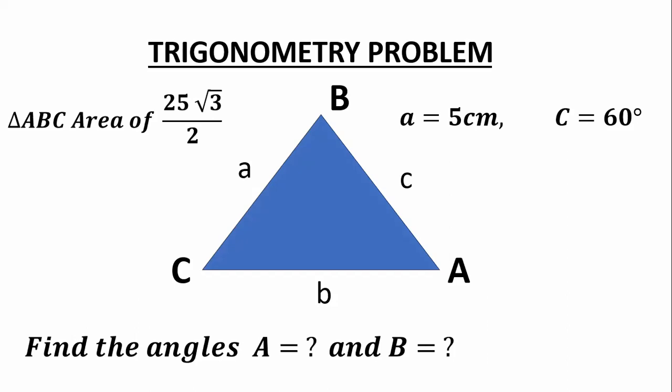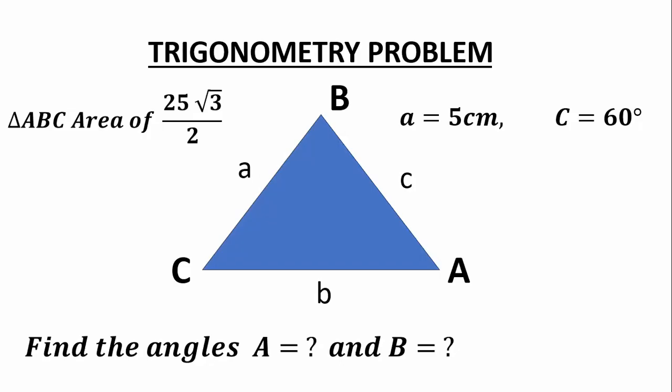This video is all about finding the angles A and B. Now, we are given the area of triangle ABC as 25 root 3 divided by 2 centimeter square, while a is equal to 5 centimeter, and C is 60 degrees. Now let's look for the angles A and B.